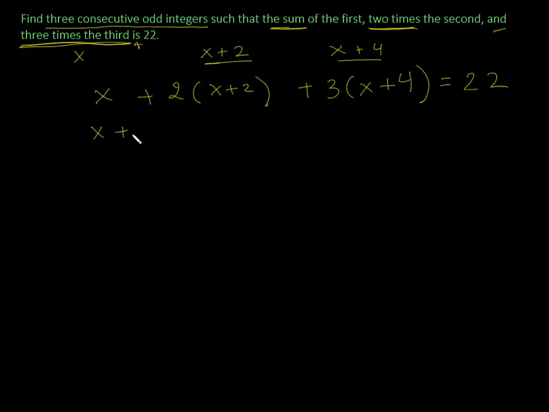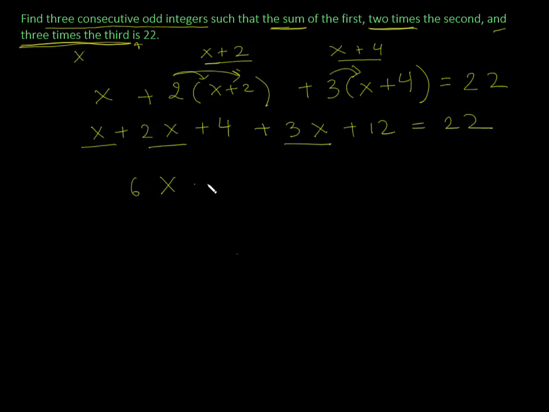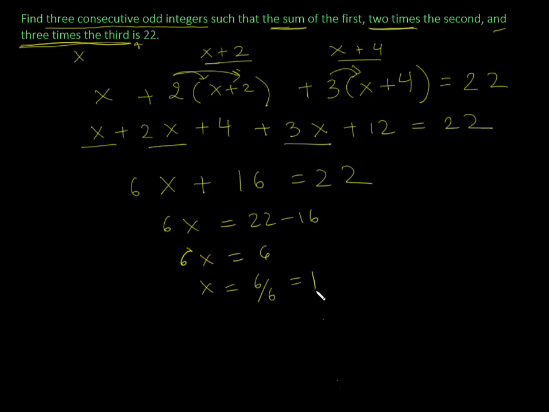So let's distribute 2 and open up the brackets. 2x plus 4 plus, now distribute 3, 3x plus 12 equals 22. Collect the like terms and solve for x. This is really easy after that. You subtract 16 from both sides, you get 6x is equal to 6, x is equal to 6 over 6, just 1. So our first odd integer is x, which is 1.